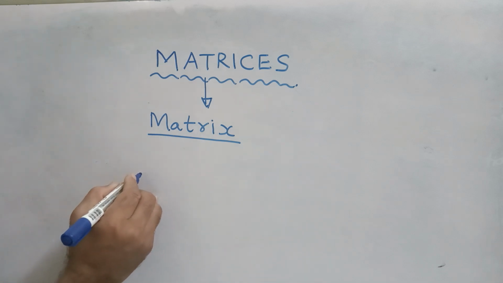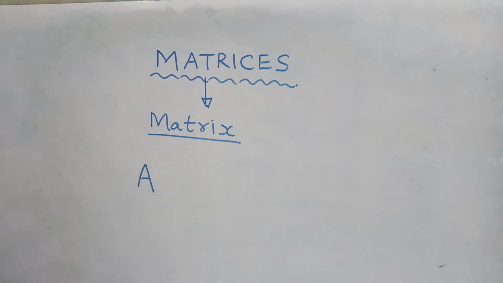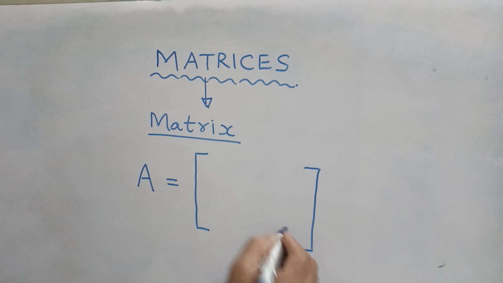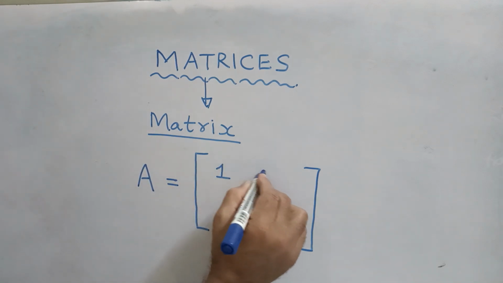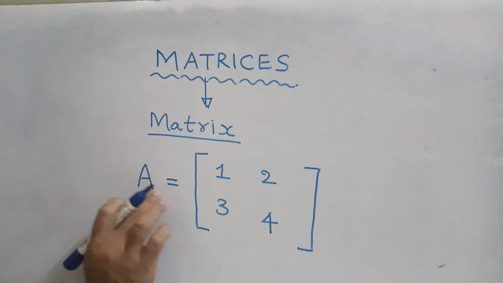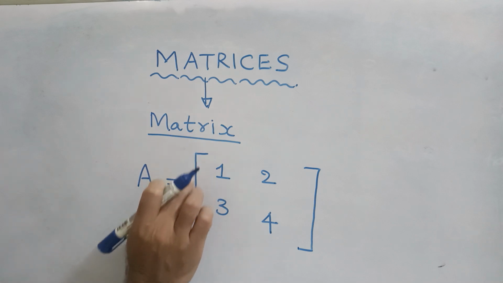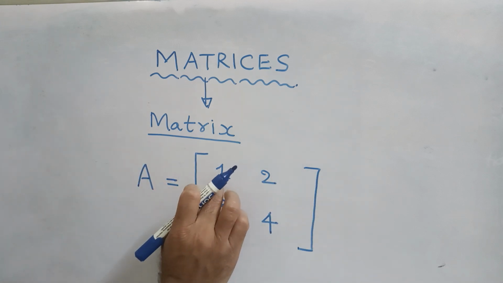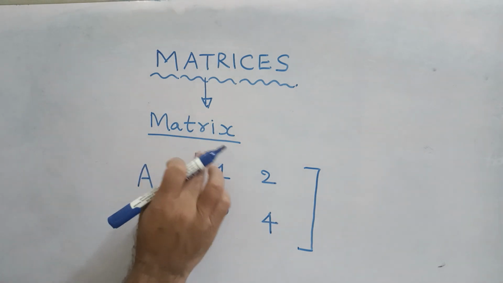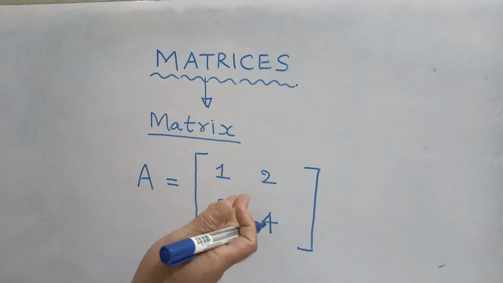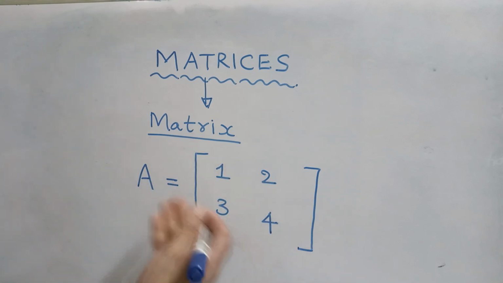So for example, let us say A is equal to, using a square bracket, and I am writing for a simple example 1 2 3 4. If you take the matrix A and it is represented this way in a square bracket with the elements 1 2 3 4, this is called a rectangular array of elements. Sometimes they can be expressions also, nothing wrong in that.